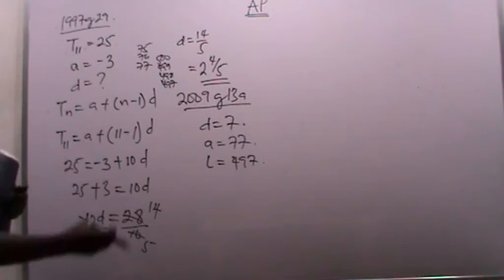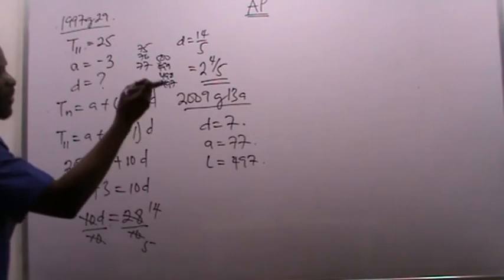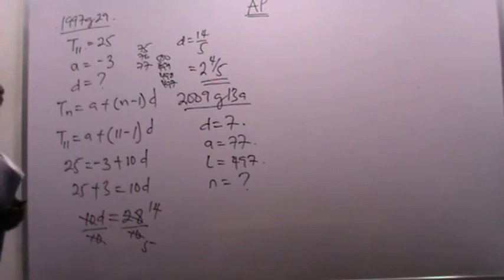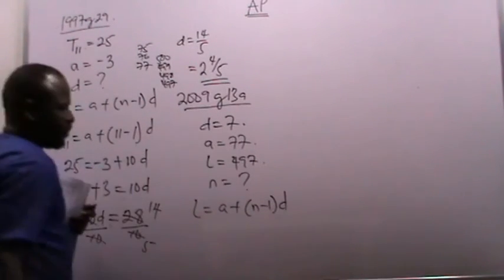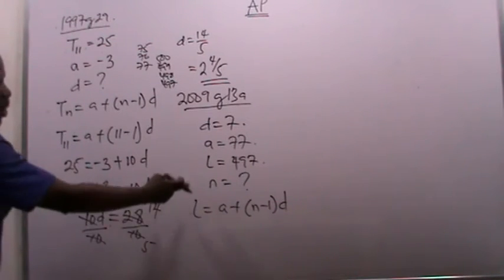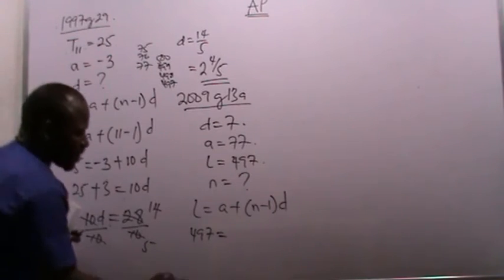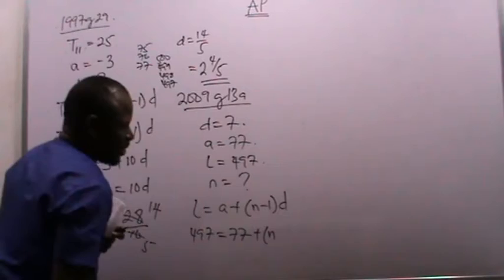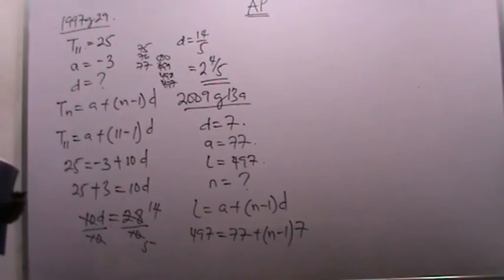Now, what was their question? How many numbers are divisible by 7 between 75 and 500? Meaning the number of terms is the question. But what do we know? Last term is a plus n minus 1 d. That is the formula. So all we need to do now is to substitute the values. What is the last term? 497 equals, what is the first term? A, 77 plus n, the unknown, minus 1. What is d? 7.